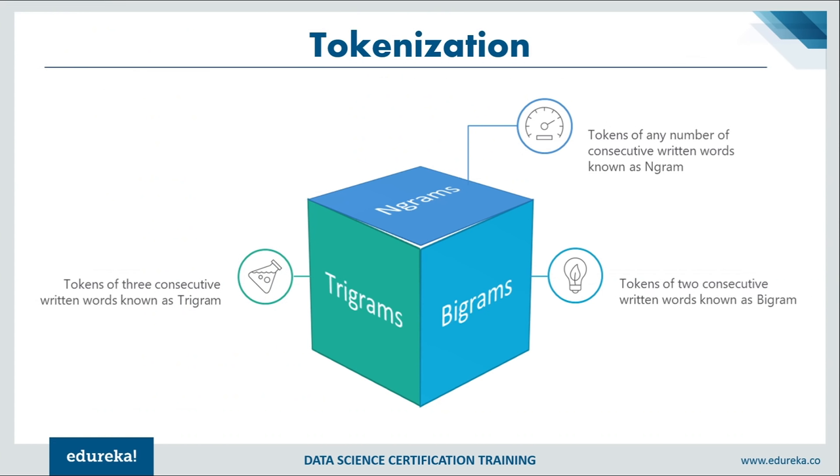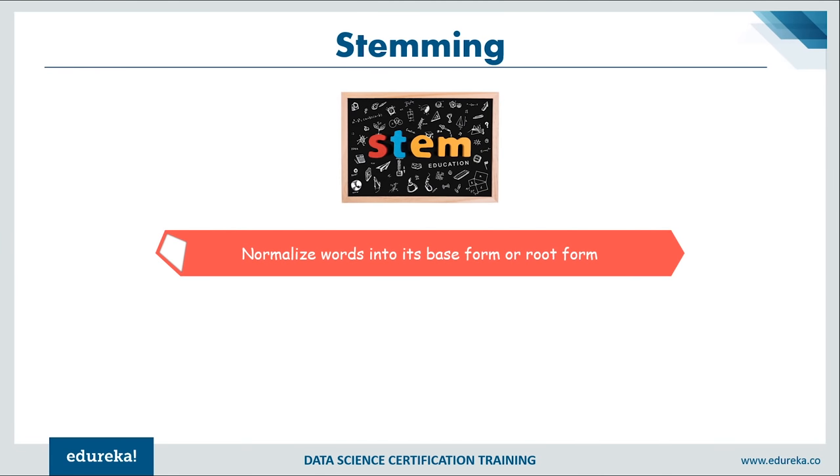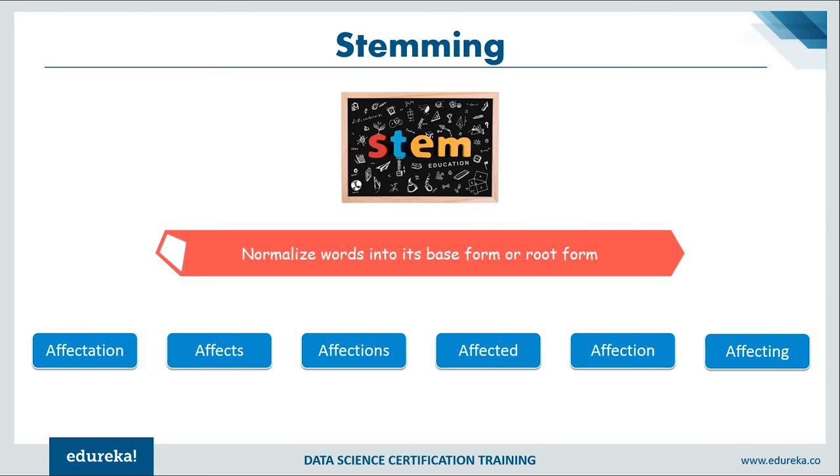Now once we have got all the words, or as I say the tokens, we need to make some changes to the tokens, and for that we have stemming. What stemming does is normalize words into their base root form. If we have a look at the words here, we have affectation, affects, affections, affected, affection, and affecting.